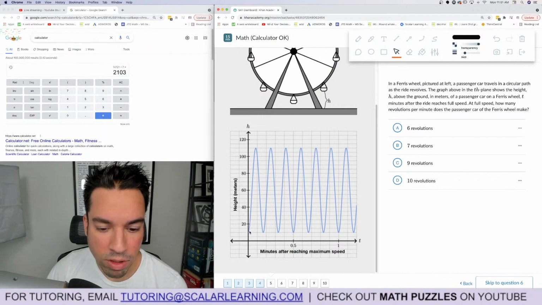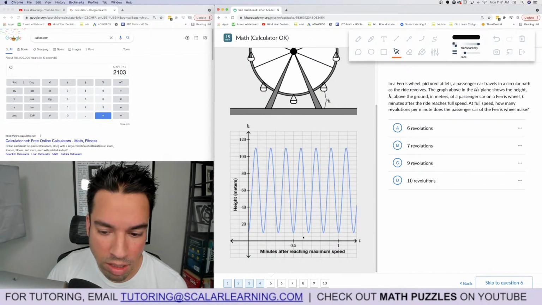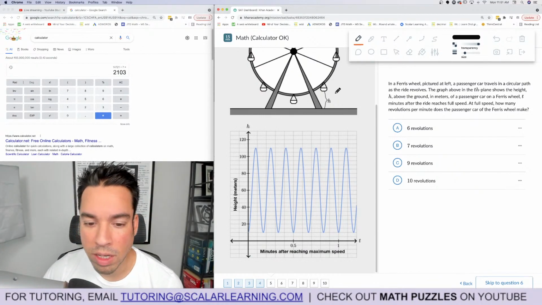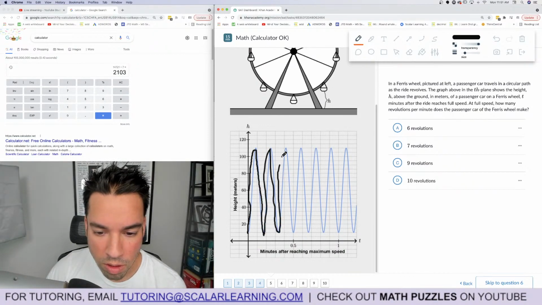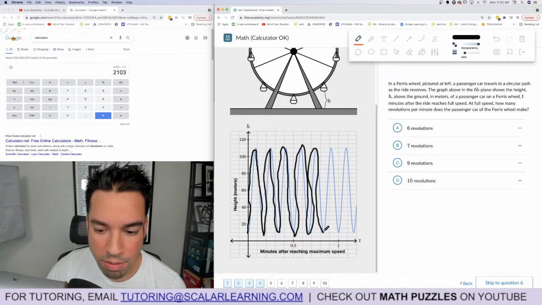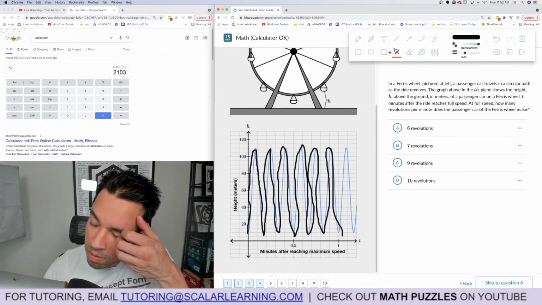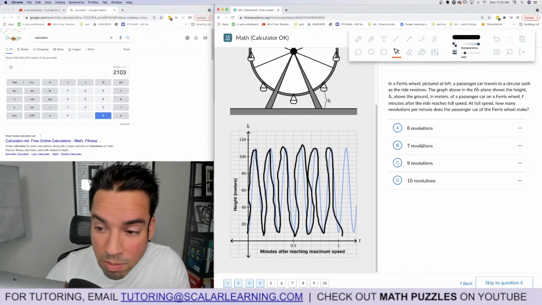Okay, so a revolution would be from here down to here, and this is minutes. So we can go like this. This is coming back to the starting point. So that's right, coming all the way back down. That's 1, 2, 3, 4, 5, 6. I'd say 6 revolutions. I don't think there's any debate about it.